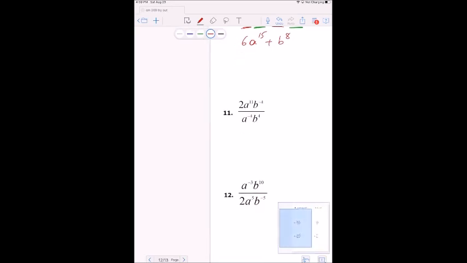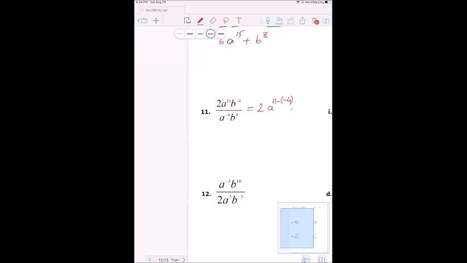This is correct. So we have no 2, so it's just 11, a to the power of 11 minus negative 4, right? And then times b to the power of negative 4 minus 4. So the answer is 2a to the power of 15 times b to the power of negative 8. This is finished. Normally we finish here, but we can continue to make the exponent positive, like 2a to the power of 15 divided by b to the power of 8.